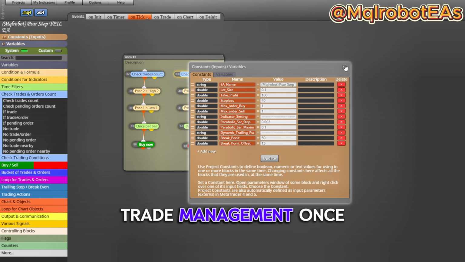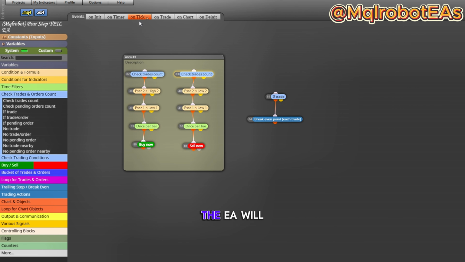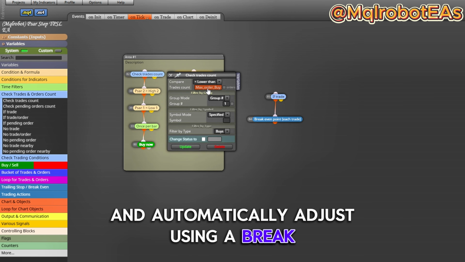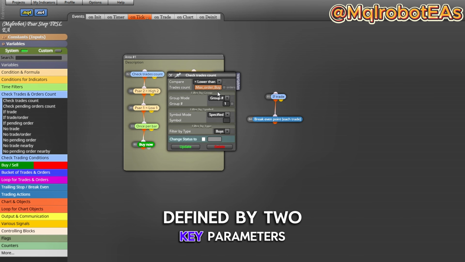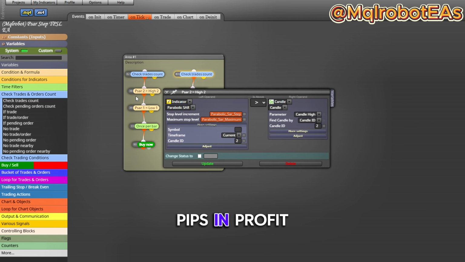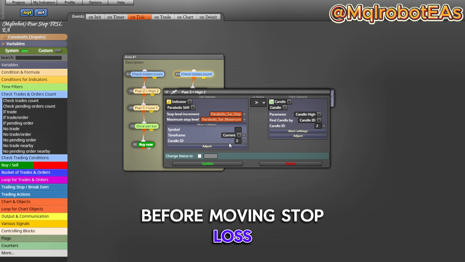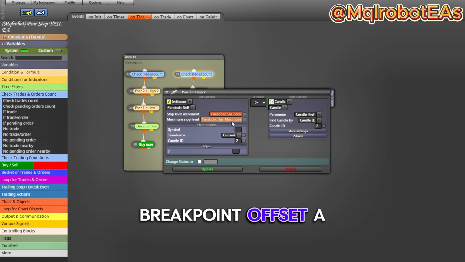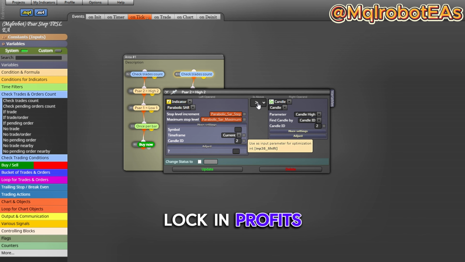Trade management. Once a trade is open, the EA will monitor the price and automatically adjust using a break-even point, defined by two key parameters. Break point, which is the minimum number of pips in profit before moving stop loss. Break point offset, a cushion level to lock in profits.